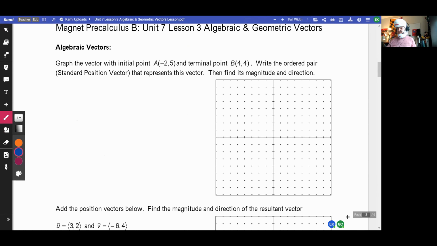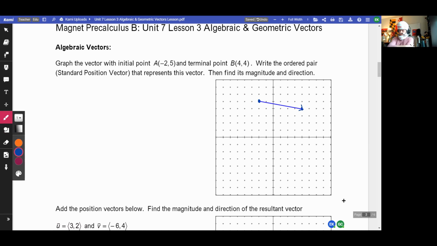All right, algebraic vectors. So you've got to graph the vector with an initial point and a terminal point. So does that mean that we have a starting and an ending point? Yeah, so let's go ahead and do that. -2, 5, and 4, 4. And then if I connect them, we're kind of back in page 1 land, where we have a geometric vector going on.